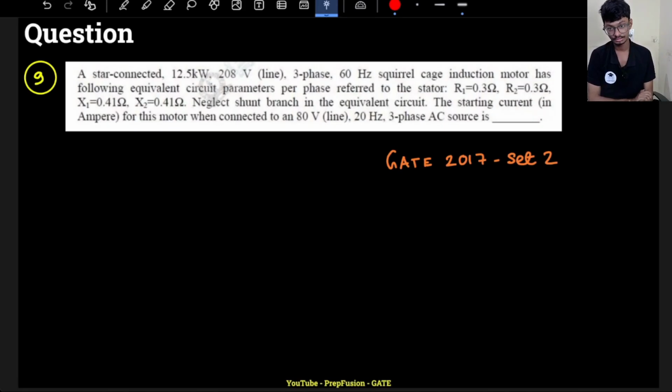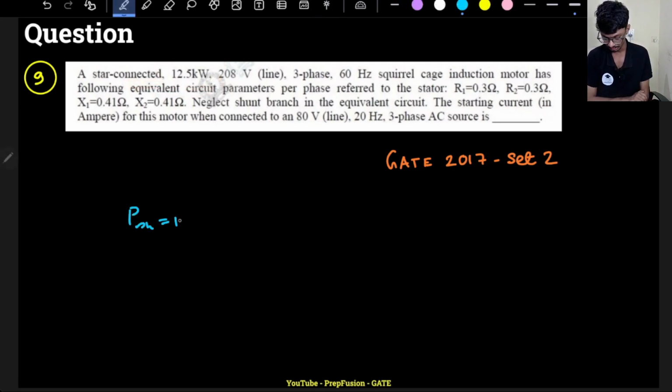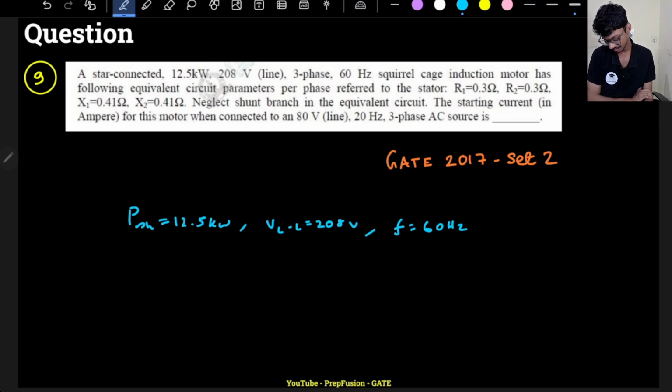Let's solve this question. A star connected 12.5 kilowatt motor. The rating is 12.5 kilowatt, that is the shaft power is 12.5 kilowatt. Line voltage is given, V line to line is 208 volts, 60 hertz. It's 60 hertz, not 50 hertz anymore, so I have to write the frequency. Equivalent circuit parameters per phase: the stator resistance is given as 0.3 ohms, and the rotor resistance.